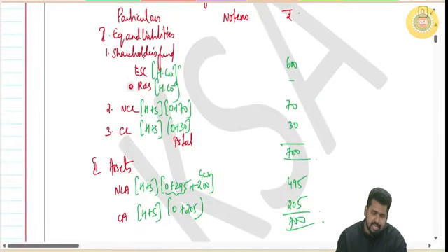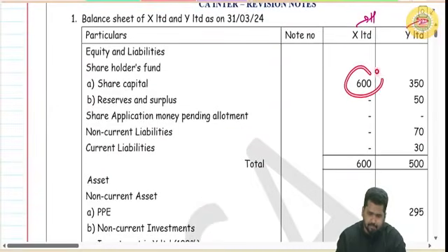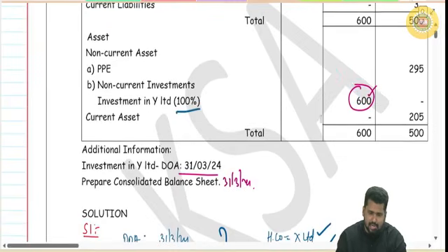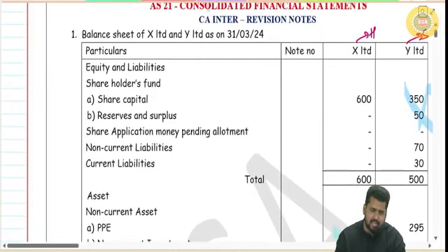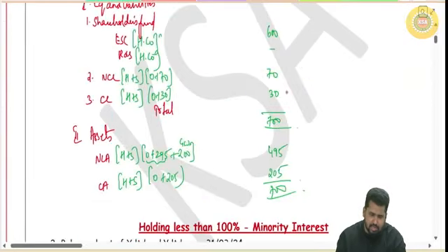Equity share capital, reserves and surplus of which company? Holding company. The holding company's equity share capital as per the question is only 600. We don't have any reserves and surplus here. Remember, you are not taking these two and investments. Other than that, you are taking everything. Are there any non-current liabilities? 0 plus 70, 70. 0 plus 30 is 30. So in the consolidated, 70 and 30. The total comes to 700.